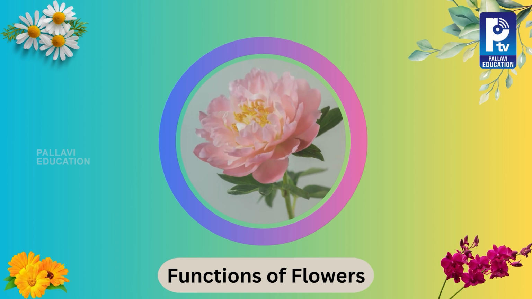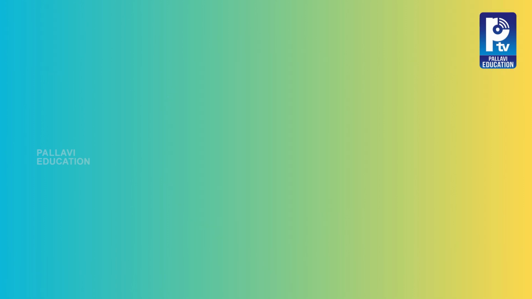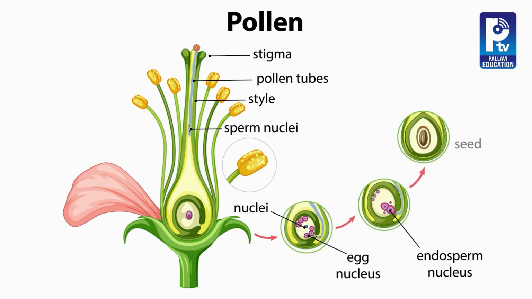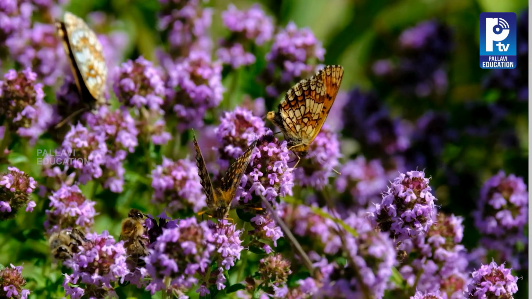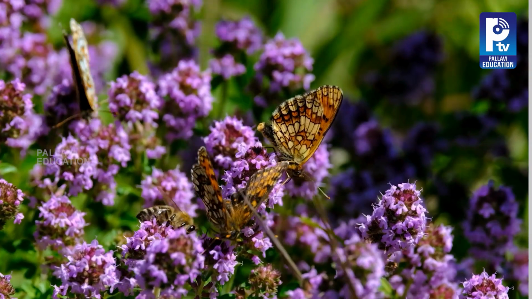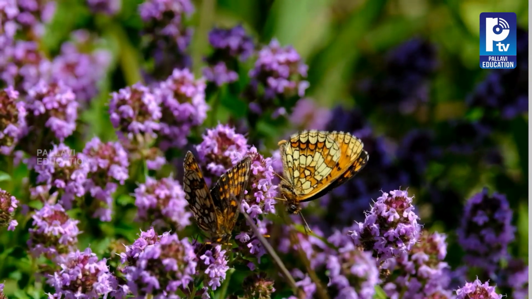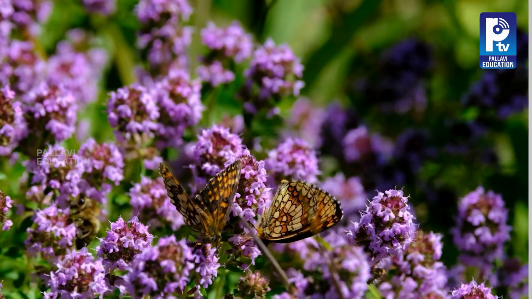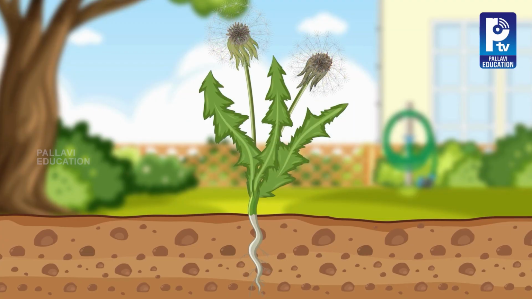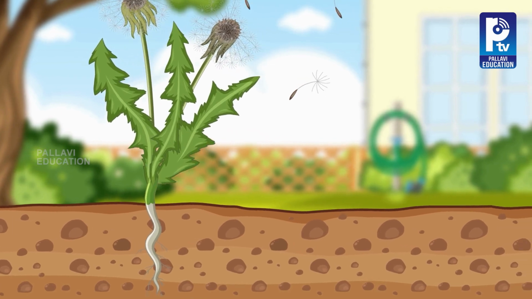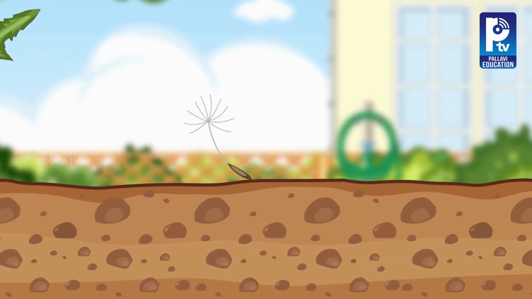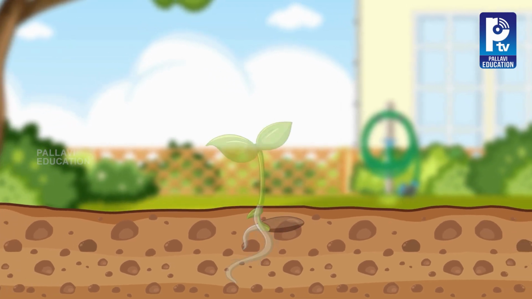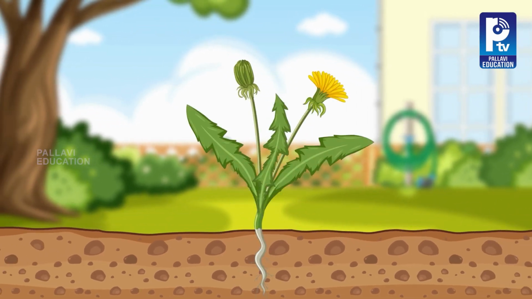Now, let's look at the functions of flowers. Flowers play a vital role in a plant's life cycle. They produce seeds, ensuring the continuation of plant species. Their bright colors and sweet fragrances help in attracting pollinators, which transfer pollen from one flower to another, enabling fertilization. Once fertilization occurs, the ovary develops into a fruit, protecting the seeds and aiding in their dispersal. Thus, flowers are not just beautiful, they are essential for the survival and reproduction of plants.